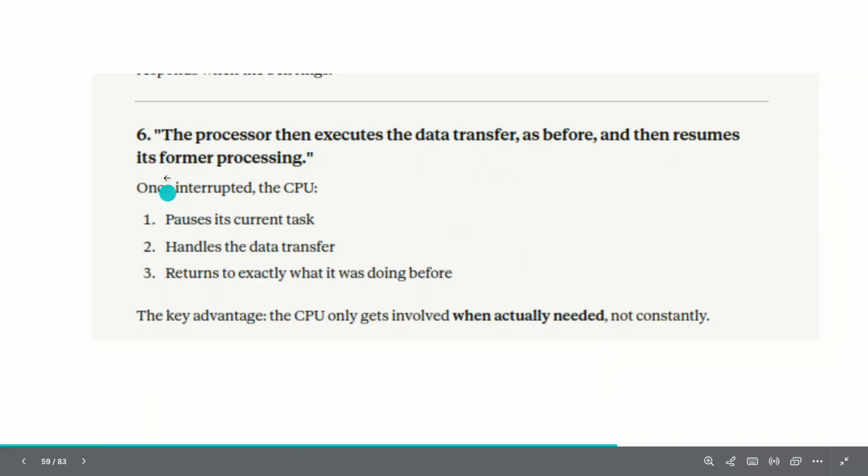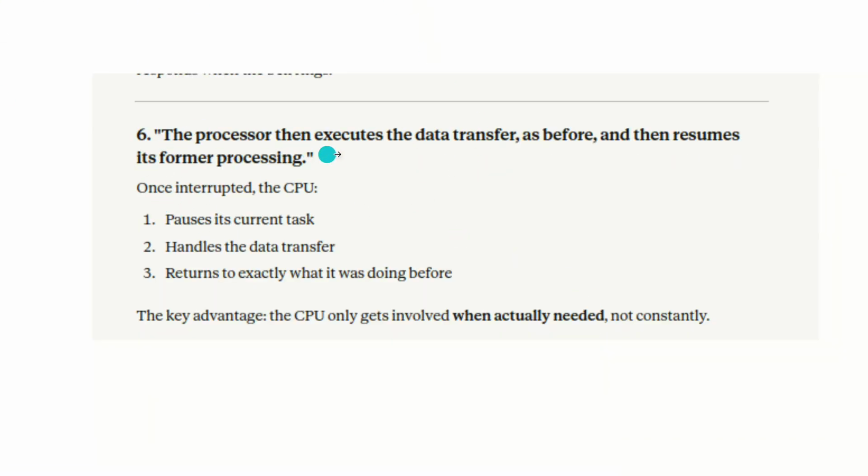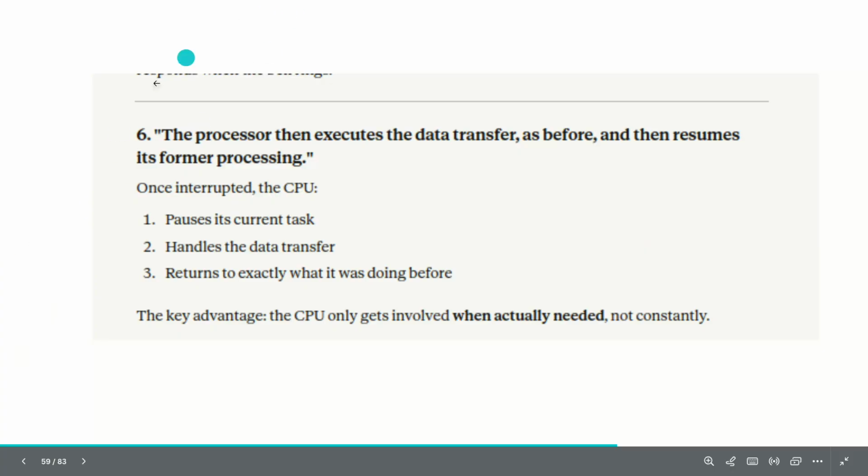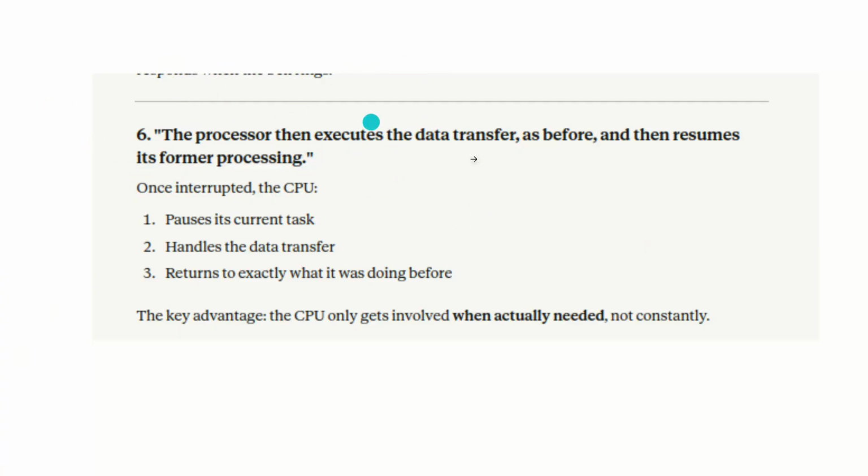Okay. Now the sixth thing is that the processor then executes the data transfer as before and then resumes its former processing. So the processor executes the data transfer which is there in the IO, then it resumes where it had stopped. When an interrupt occurs, the CPU pauses its current task and handles this data transfer, and it returns to exactly what it was doing before.